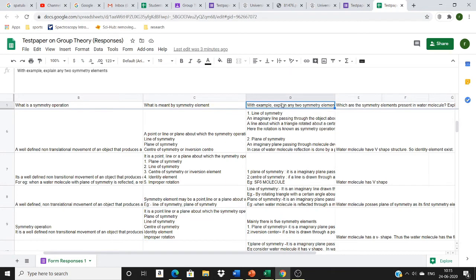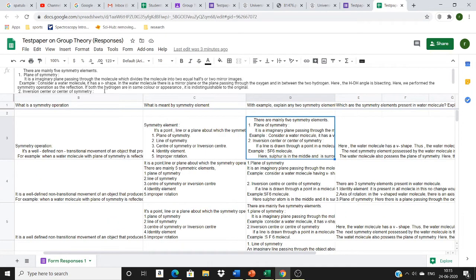Okay, then with example explain any two symmetry elements. That's the next question. When you mention that there are 5 symmetry elements, please write down which symmetry elements you are going to explain, any two.